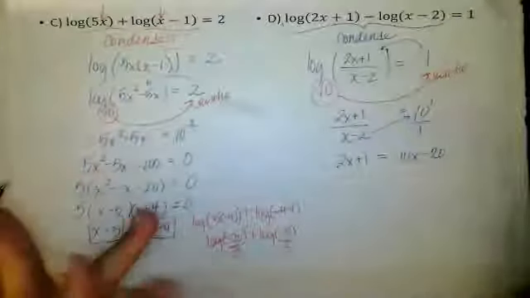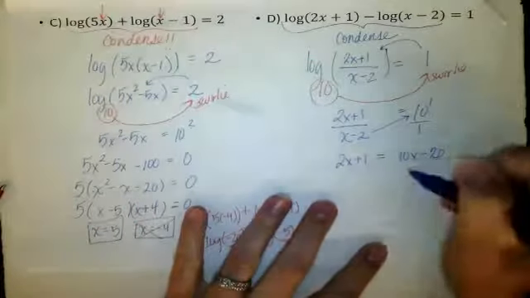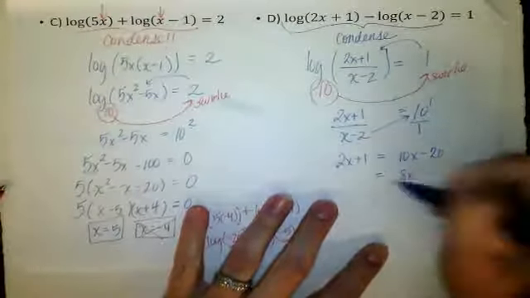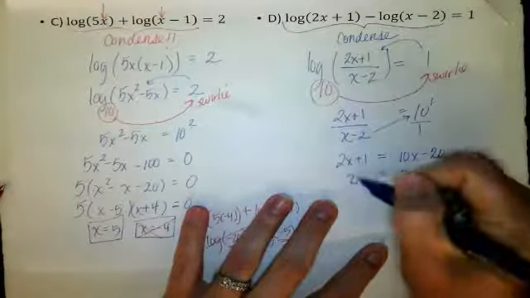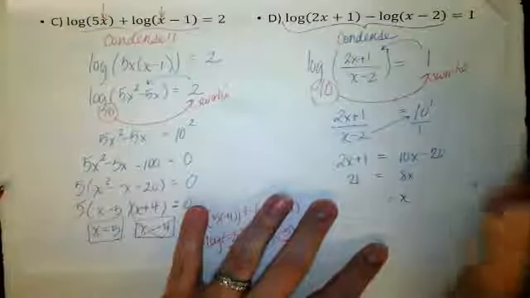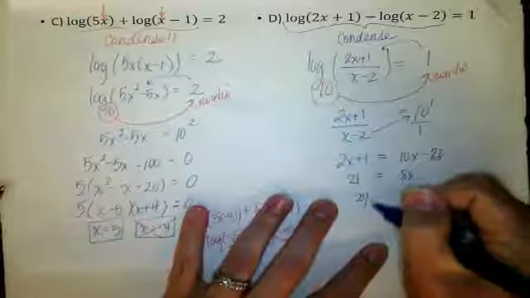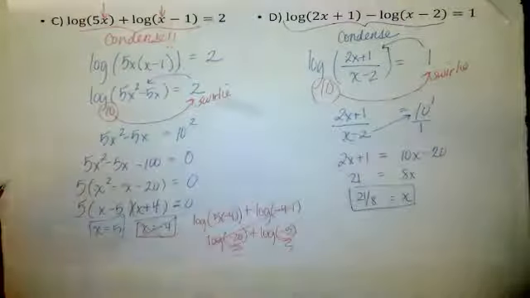And let's see, I'm going to subtract 2x. And I'm going to add 20. And I'm going to divide by 8. So I get 21 over 8 as a possible solution.